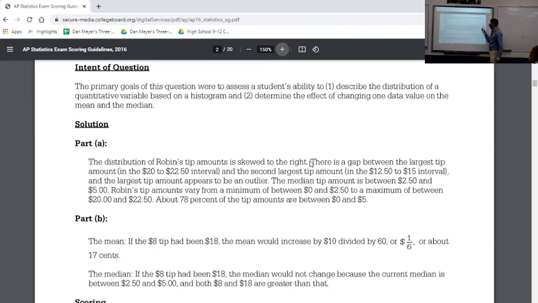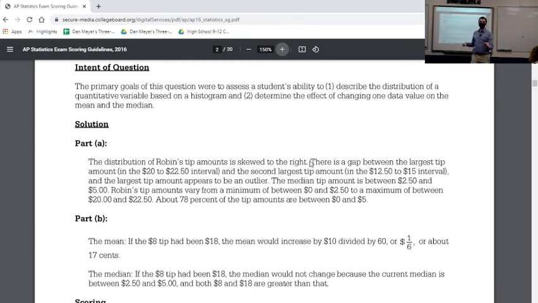There's a gap between the largest tip amount and the second largest tip amount, and the largest tip amount appears to be an outlier. Outliers. The median center tip amount is between $2.50 and $5. The tip amounts vary, spread, from a minimum of between 0 and $2.50 and a maximum between $20 and $22.50. About 78% of the tip amounts are between 0 and $5. So a large bunch in that 0 to 5 range in that lower end. So shape, outlier, center, spread, all put in the context of the question.